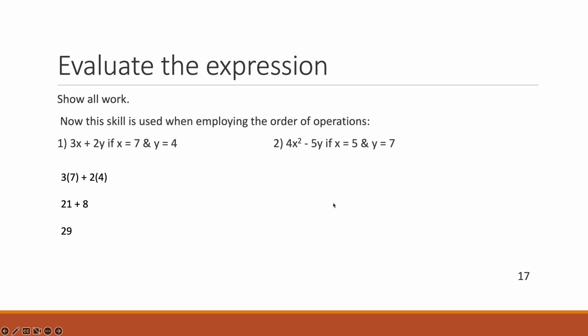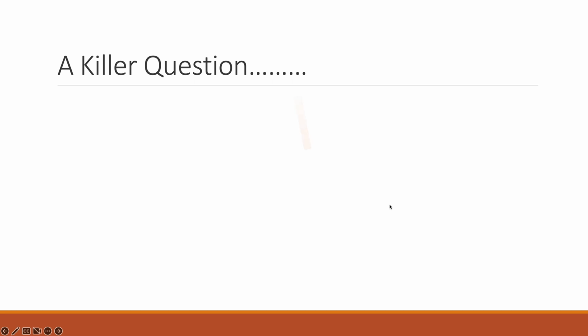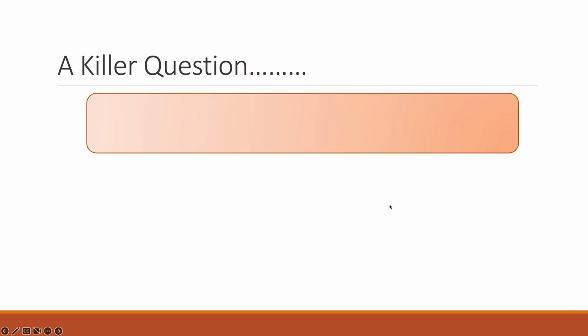Okay, so next up, 4 times 5 squared minus 5 times 7. 5 squared is 25. 4 times 25 is 100. 5 times 7 is 35. Now I get to subtract. 100 minus 35 is 65. The big reveal in this question, if you will, is that you have to square the 5 before you multiply. Okay, so those are 2 evaluating expression problems. Chance to review those. Now, let's evaluate another expression, more of a killer question.